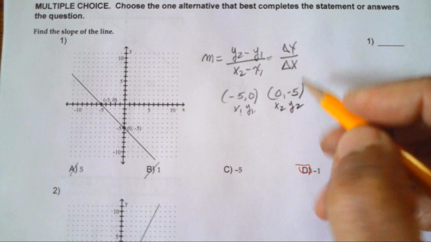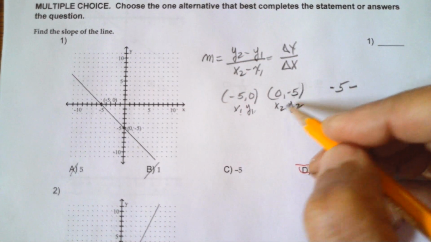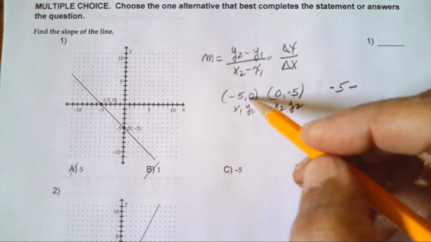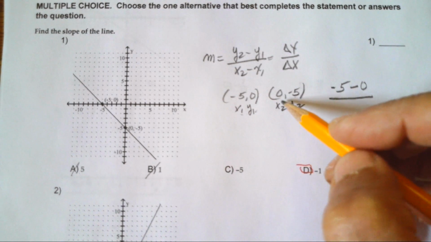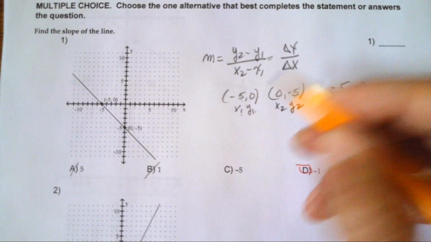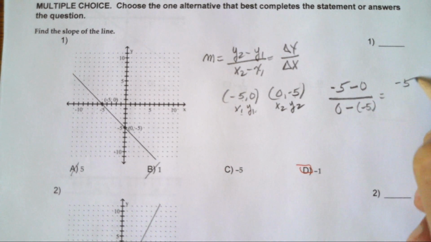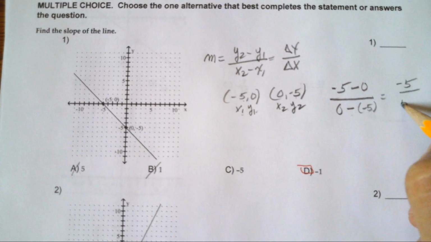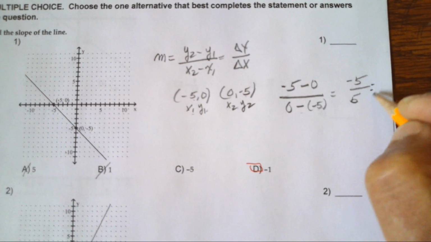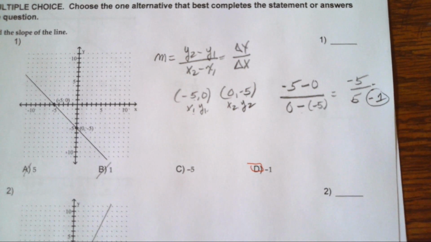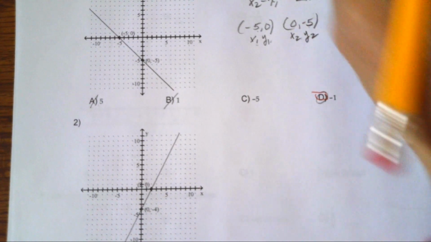All right, the change in y. So y sub 2. Y sub 2 is a negative 5. Subtract y sub 1, which is 0, divided by x sub 2. X sub 2 is 0, minus x sub 1, which happens to be negative. So negative 5 subtract nothing is negative 5. Minus times a minus is a positive. Negative 5 divided by positive 5 is a negative 1. All right, negative 1 is my slope, and you can see I've already circled letter D.